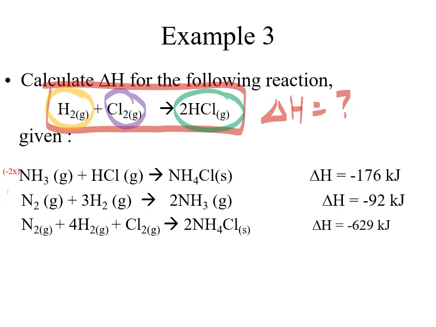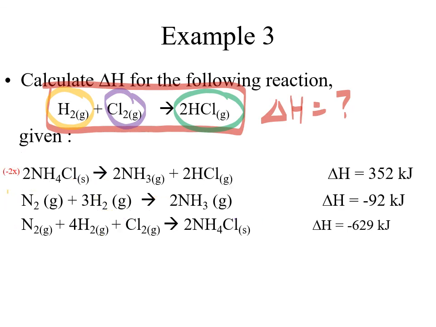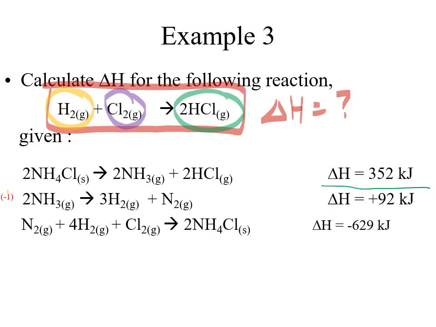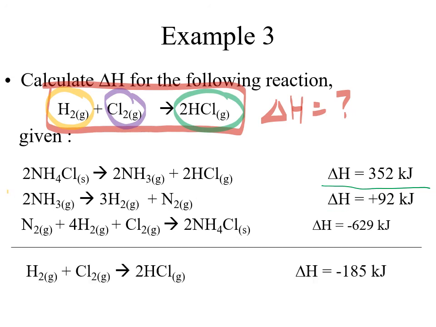So let's do that. The first one multiplied by -2, and we're flipping it, multiplying by 2, including the delta H as well. It is also being multiplied by -2. The second one we're just flipping or multiplying by -1, including the delta H. And the third one we're leaving alone, so everything carries down, and we get our final delta H of -185.